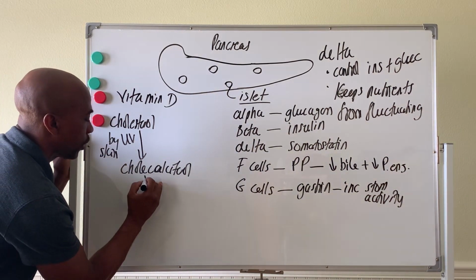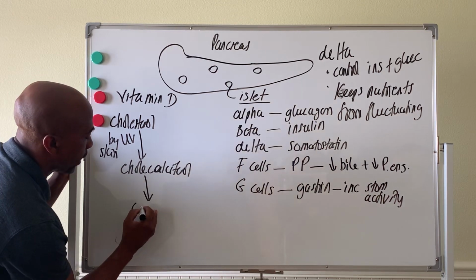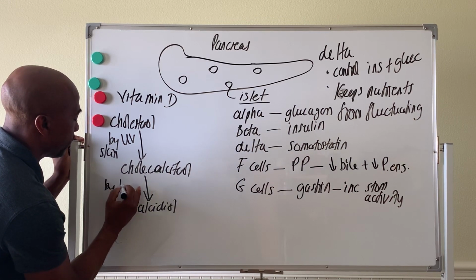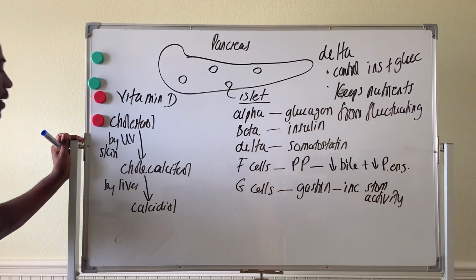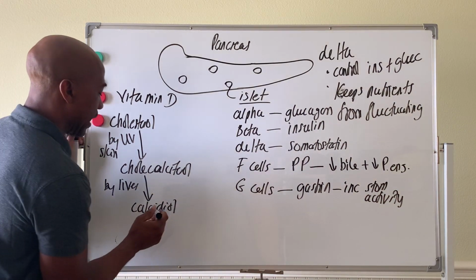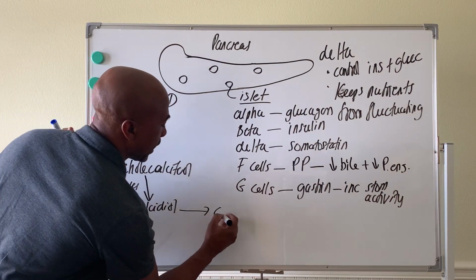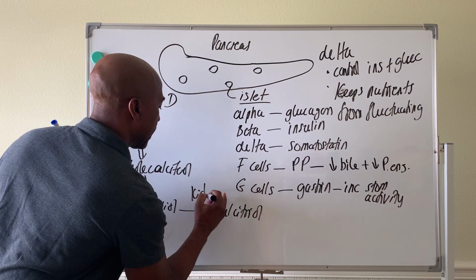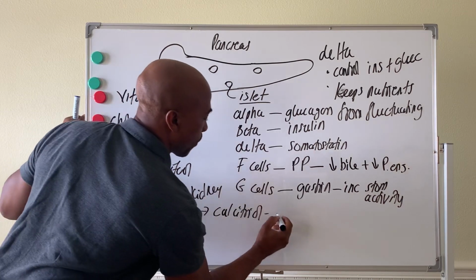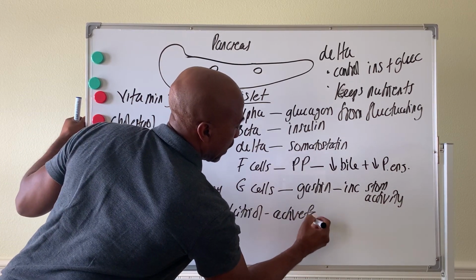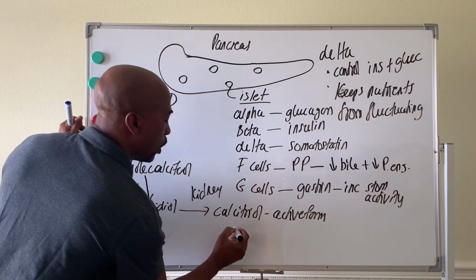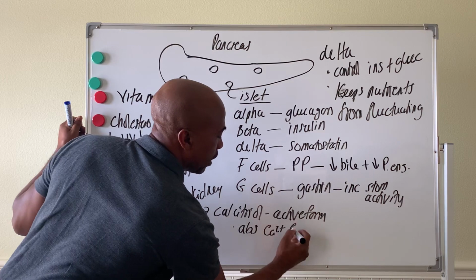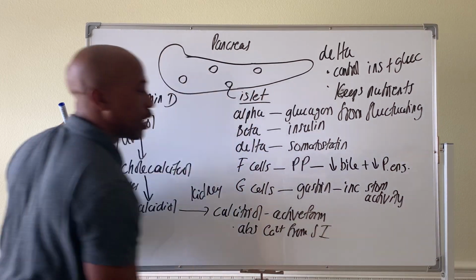Then cholecalciferol is converted to calcidiol by the liver. And then calcidiol is converted into calcitriol by the kidneys. This is the active form of vitamin D, which of course promotes you to absorb calcium from your small intestine, among other things.